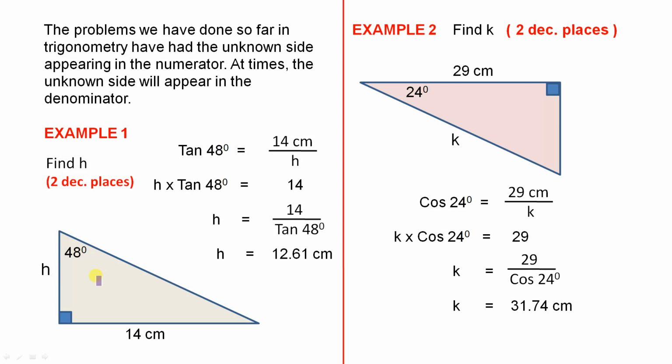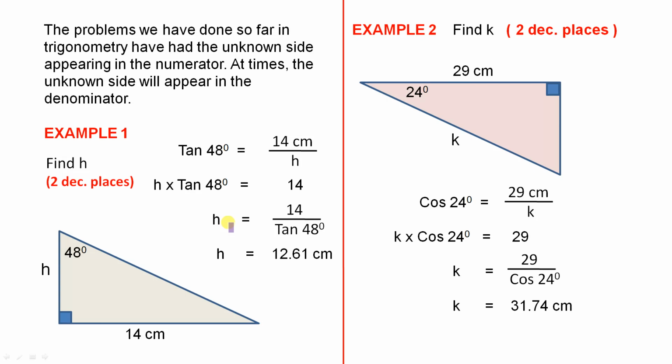Here we have a triangle. We have 48 degrees, 14 centimetres, and that's h. And we have to find h to two decimal places. So tan 48 is opposite over adjacent, which is 14 centimetres over h. Multiply both sides by h to give us that line. Divide both sides by tan 48 to give us this line. So we have 14 over tan 48 degrees, that's the value of h.